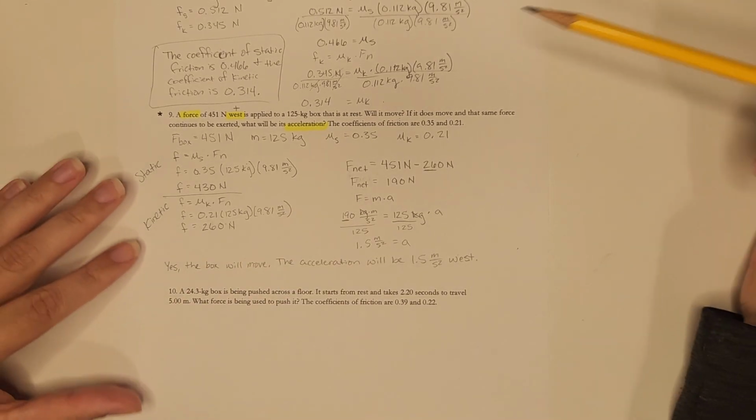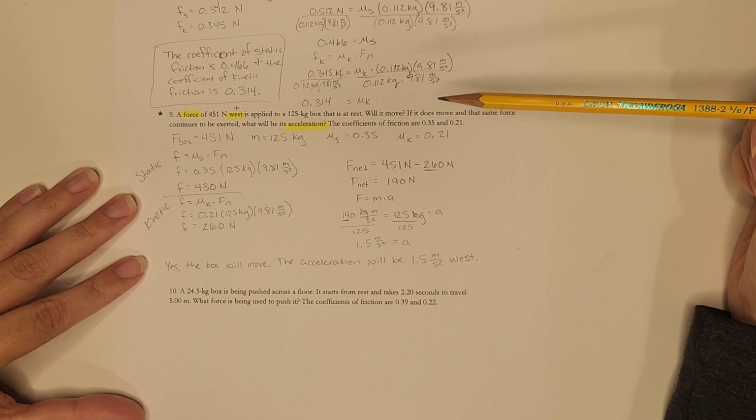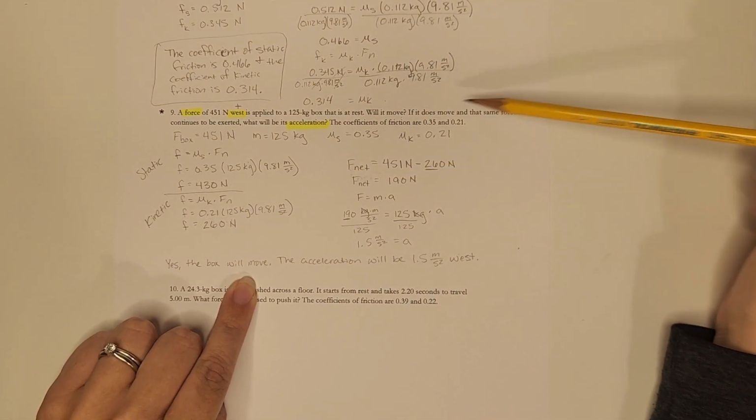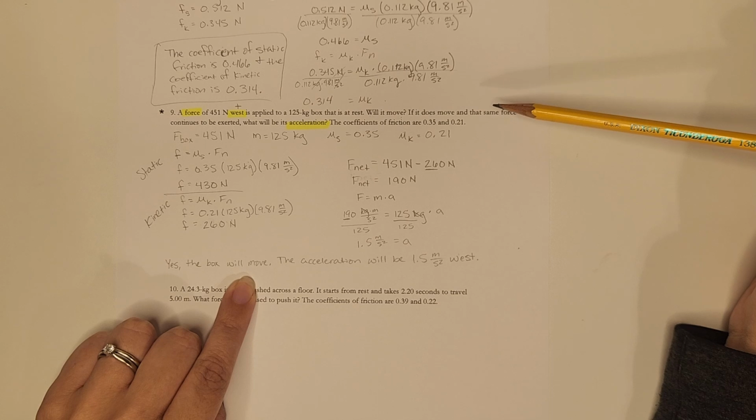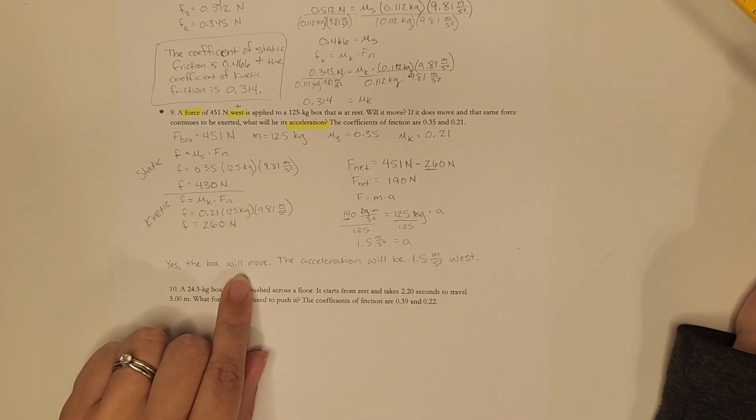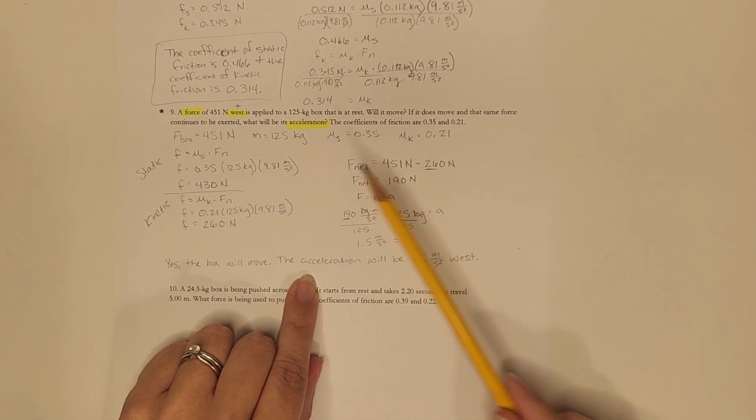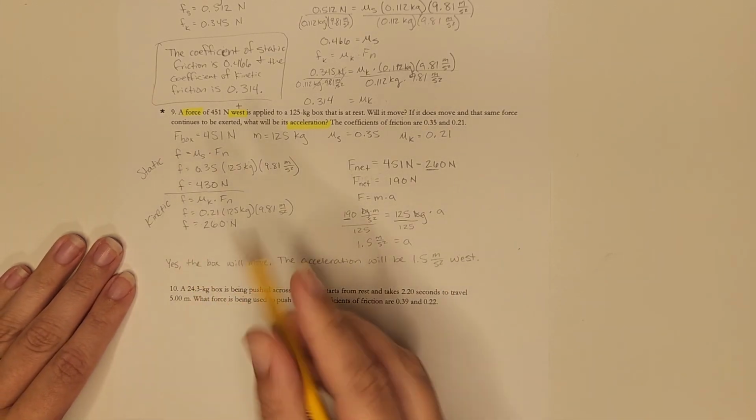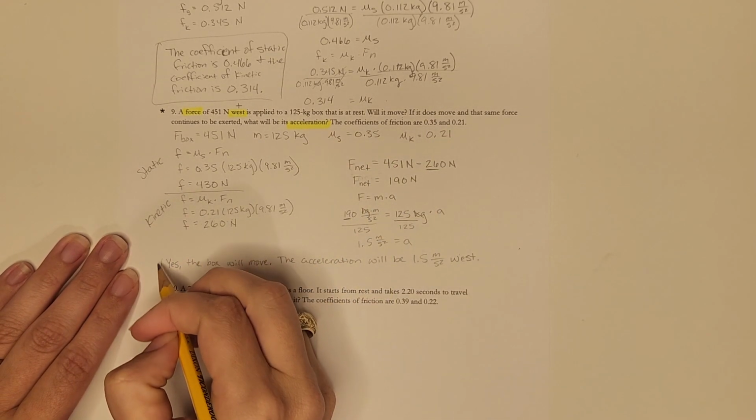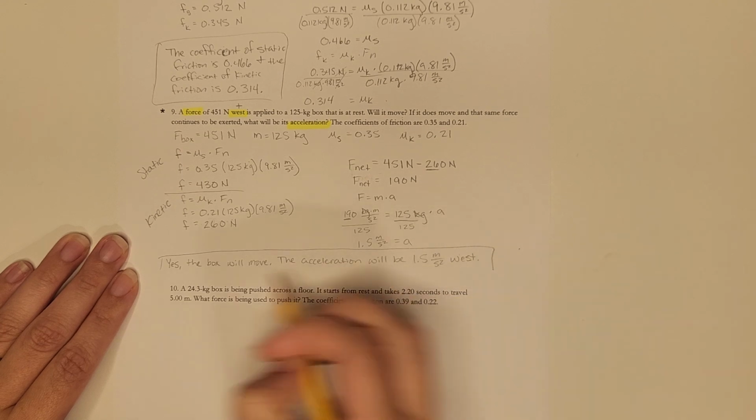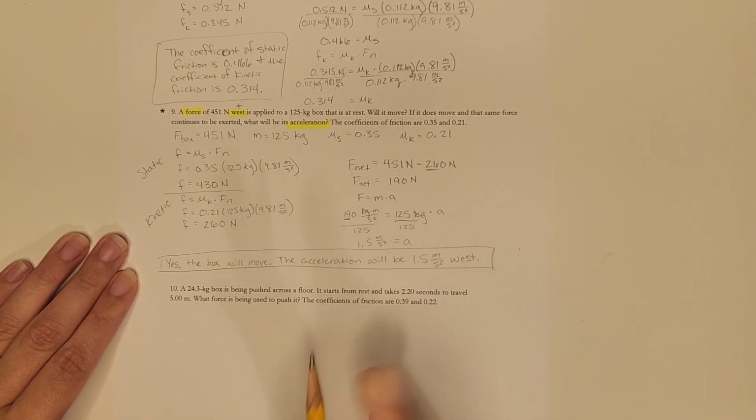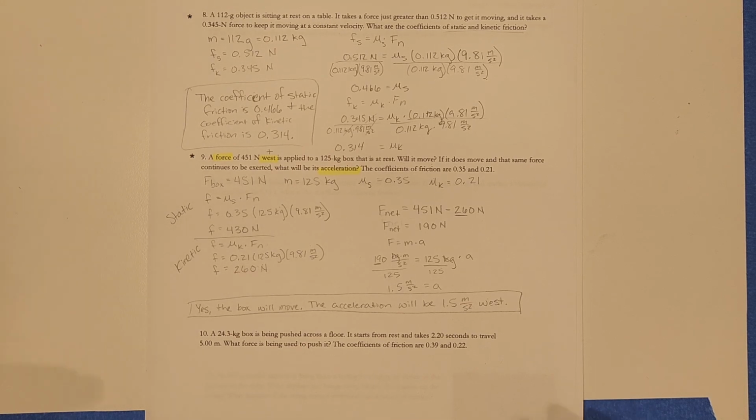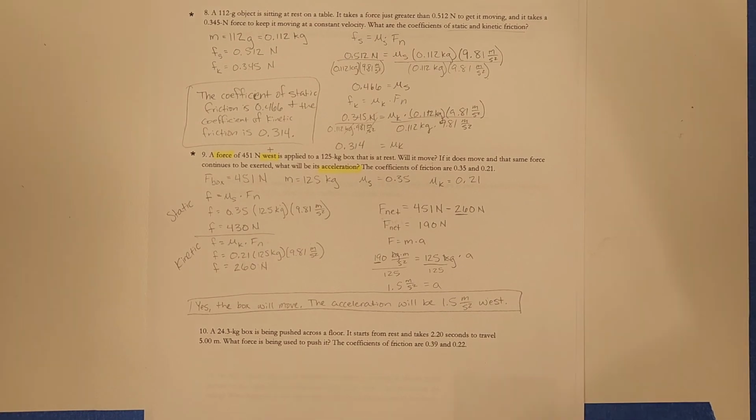Let's double check that we have answered all of the question. Will it move? Yes, the box will move. If it does move and that force continues to be exerted, what will be its acceleration? The acceleration will be 1.5 meters per second squared west. And this last part is not a question, it was just extra information given to us. So that is our answer for 9. Now let's do question 10.